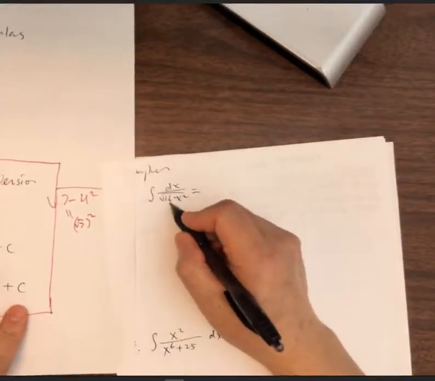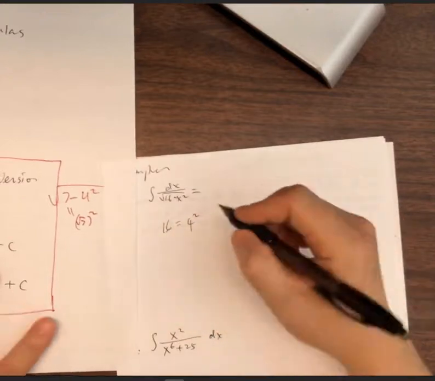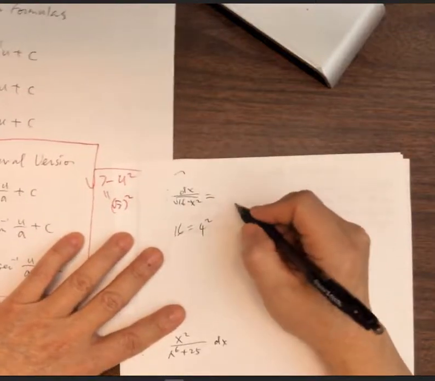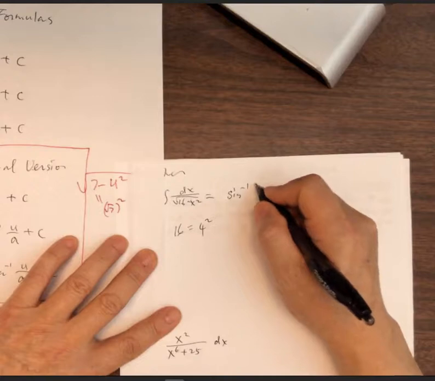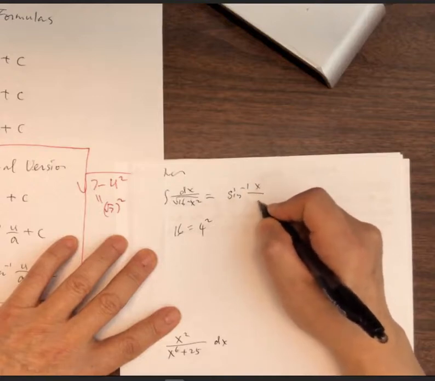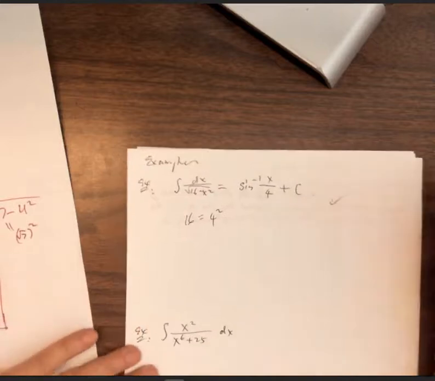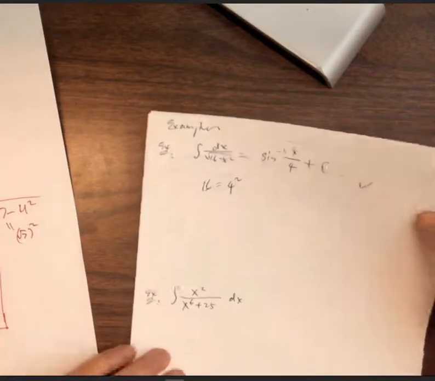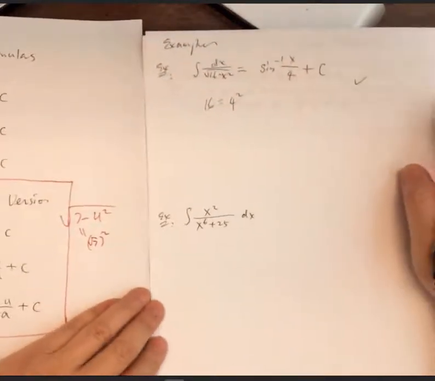So 16 clearly is 4 squared. So we get our answer according to the formula as inverse sine of x over 4 plus c. Very simple integral. Move on to the next example.